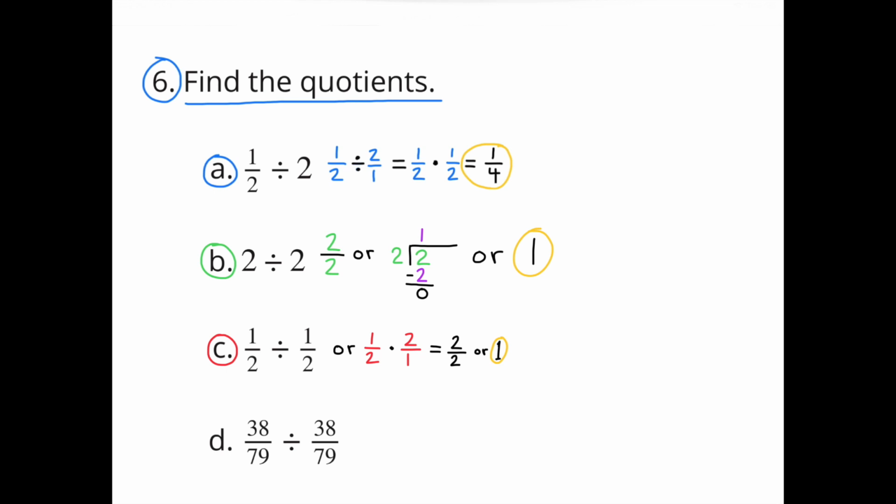B. 2 divided by 2. 2 divided by 2 equals 1. We don't need to overcomplicate it, but if you wanted to, you could write 2 over 2 or 2 divided by 2 to get the answer.